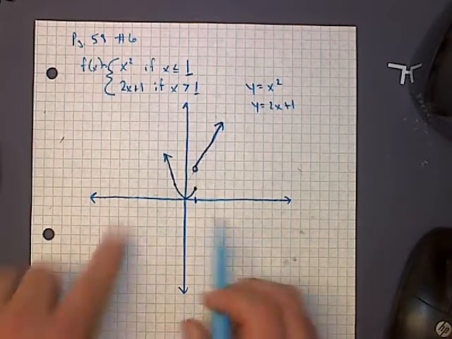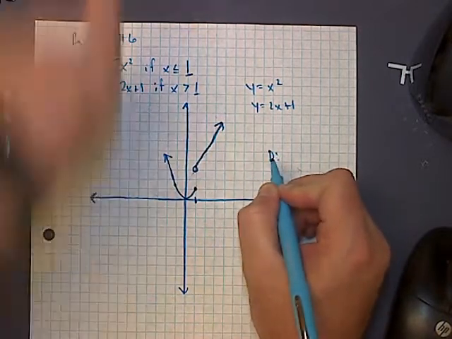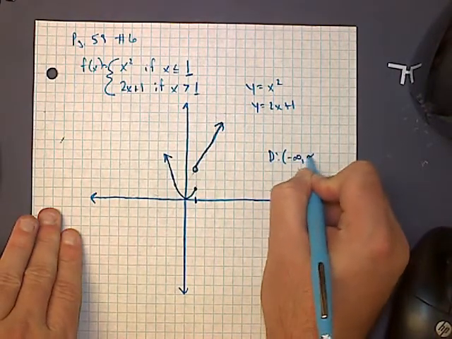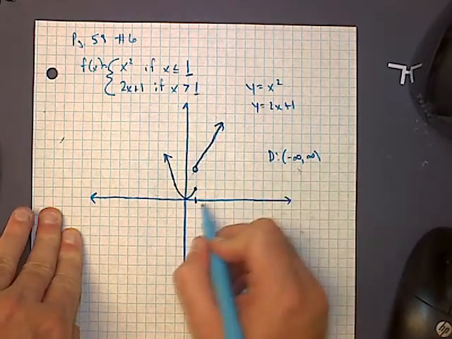Now my domain. Pay attention. This keeps going. That keeps going. So my domain, if I started from left, I would eventually hit it. All real numbers. This cancels that out. That's why you'd have to put a break.